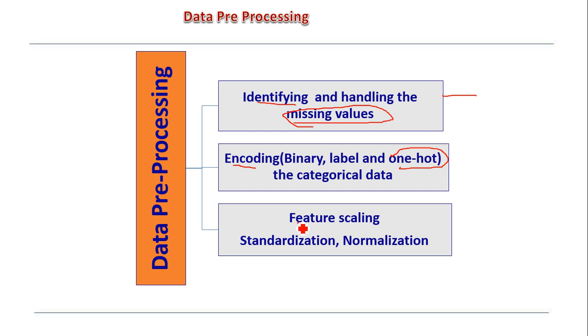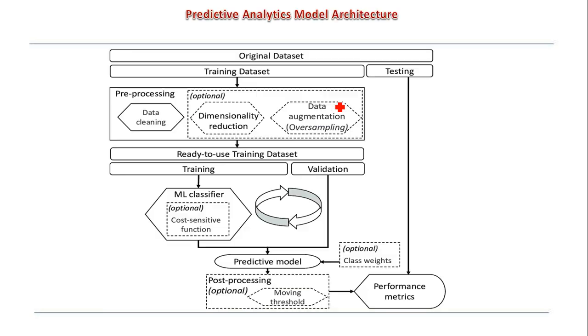Now feature scaling: scale the data according to our requirement. We need to bring the data into standardized form. Sometimes the data may be in integer form or float form. To bring the data into uniformity, we can standardize the data. And normalization, which is used to remove the duplication from our data set. So this is all about data pre-processing.